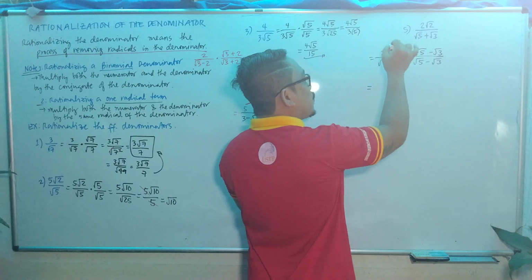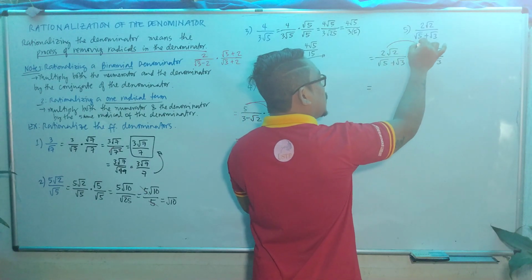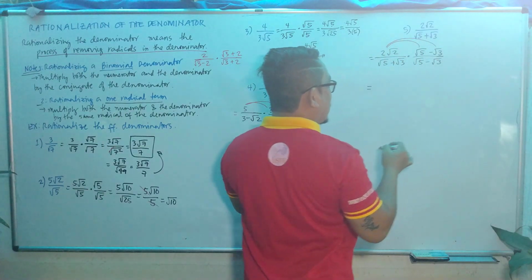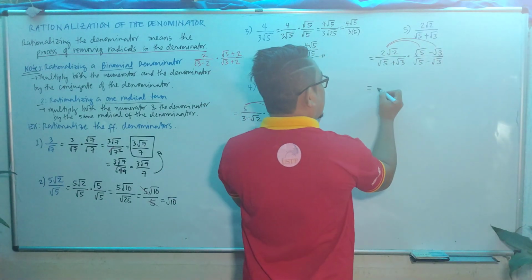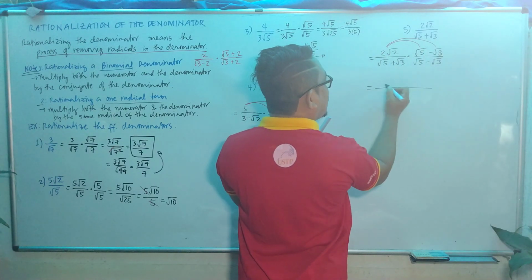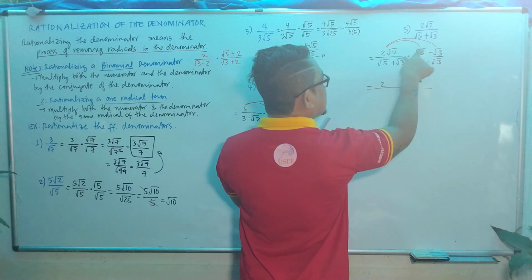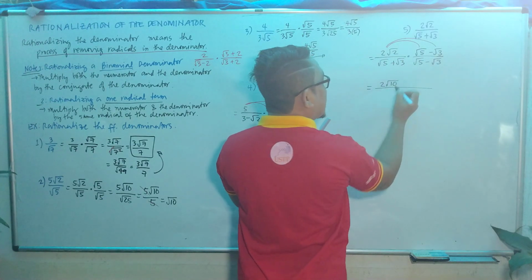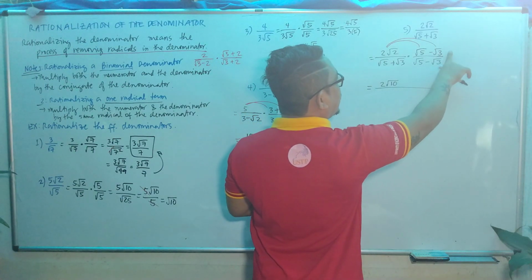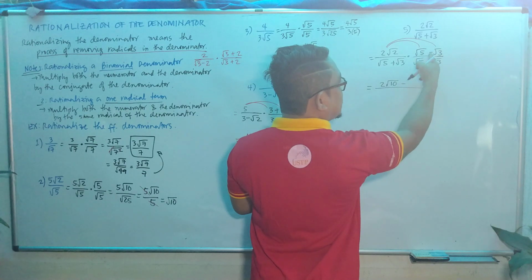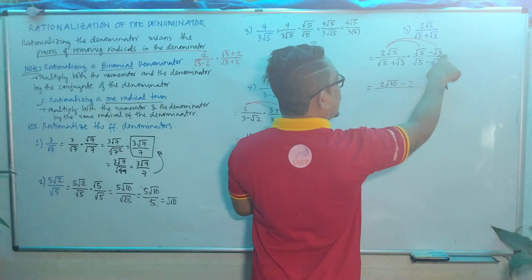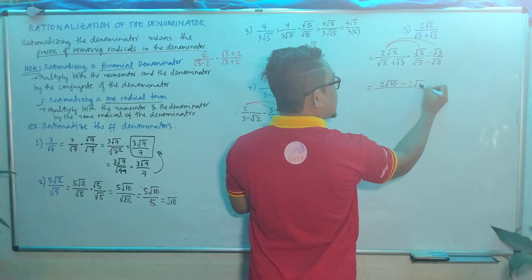So, in other words, you will multiply 2 square root of 2 times square root of 5, and 2 square root of 2 times the negative square root of 3. What is 2 square root of 2 times square root of 5? You just copy 2. What is 2 times 5? So, that is square root of 10. Okay? Then 2 square root of 2 times square root of 3. You just copy minus because there's a minus operation. You copy 2. What is square root of 2 times square root of 3? That is square root of 6.